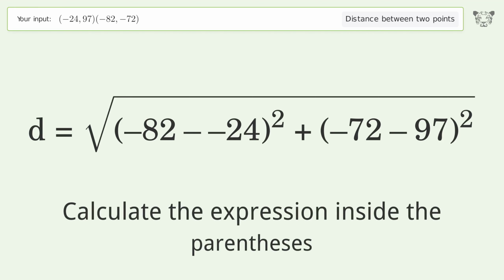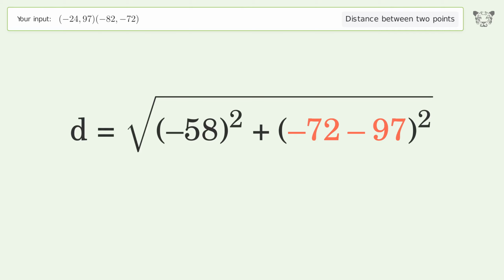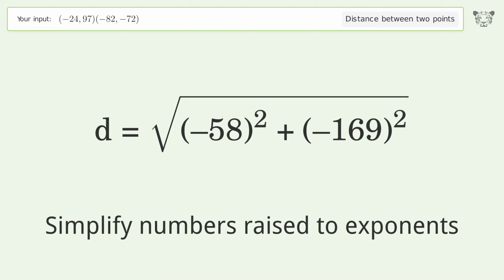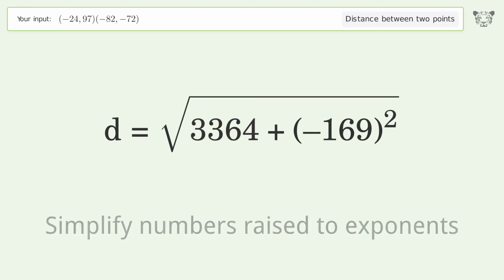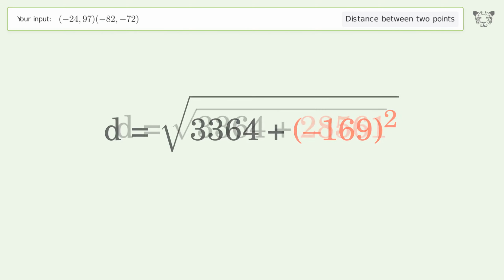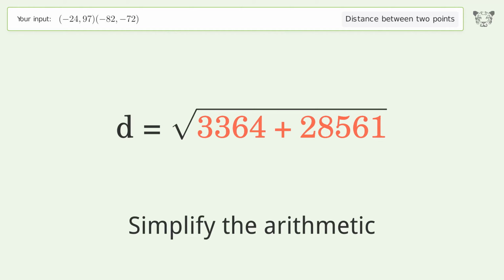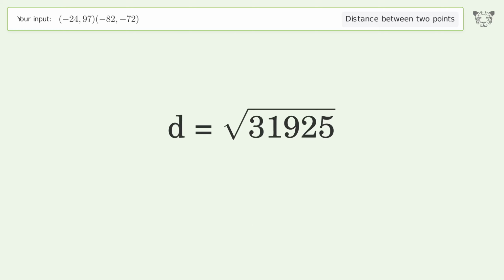Calculate the expression inside the parentheses. Simplify numbers raised to exponents. Simplify the arithmetic. And so the distance between the 2 points is the square root of 31,925 or 178.676.